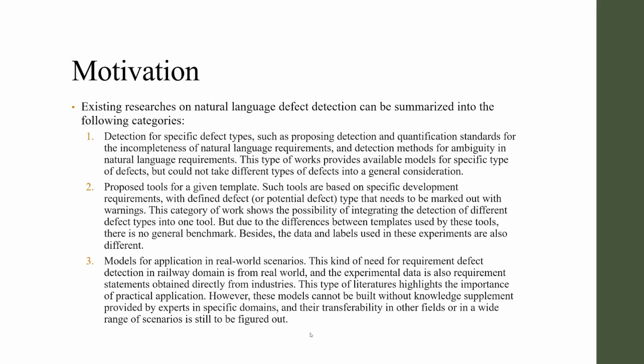The third type is models for application in real-world scenarios. The need for requirement defect detection in this kind of work comes from the real world, and the experimental data is also requirement statements obtained directly from industries. This type of literature highlights the importance of practical application. However, these models cannot be built without knowledge supplements provided by experts in specific domains.